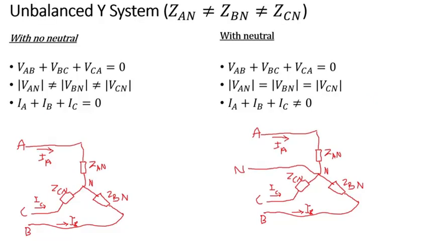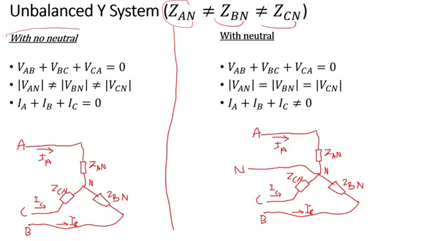So in the previous video, we saw what happens when we have unbalanced delta line currents. In this video, I'll just shortly talk about the situation where we have unbalanced Y systems. So I have two cases here. We have an unbalanced Y system. In this case, to demonstrate that, we're just assuming the line to neutral impedances are not equal.